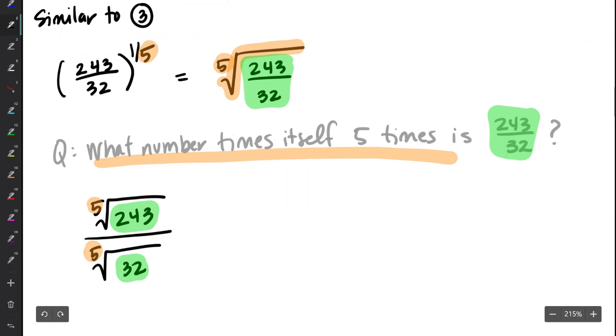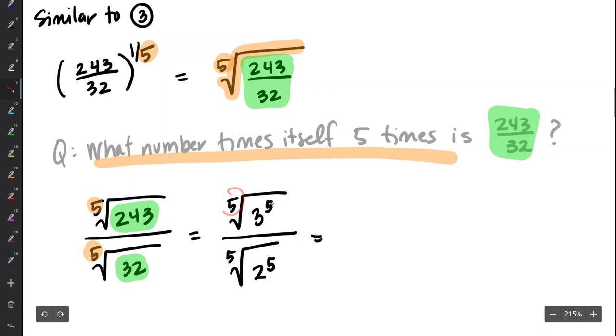Right? You can also use trial and error if you're not familiar with these numbers. So 243 is 3 times itself 5 times. And 32 is 2 times itself 5 times. The fifth root of something to the 5th power is just that thing. So the fifth root of 3 to the 5th is 3. And the fifth root of 2 to the 5th is just 2. So here's my answer, 3/2.